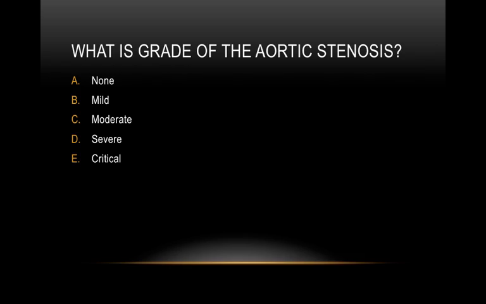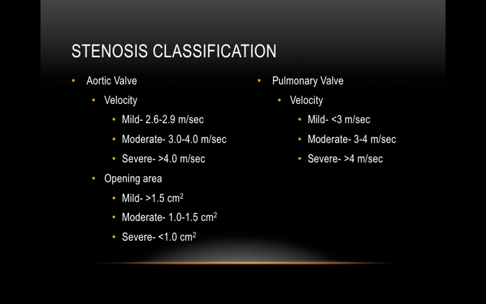So now, what is the gradient of the aortic stenosis? Is it none, mild, moderate, severe, or critical? In this situation, it would be mild, because as you saw, the velocity is less than 3 meters per second, because we didn't have aliasing on the 300 centimeter per second image. Therefore, the velocity has to be less than 3 meters per second, and therefore the aortic valve stenosis, based on the data I'm showing you in this slide, is mild.